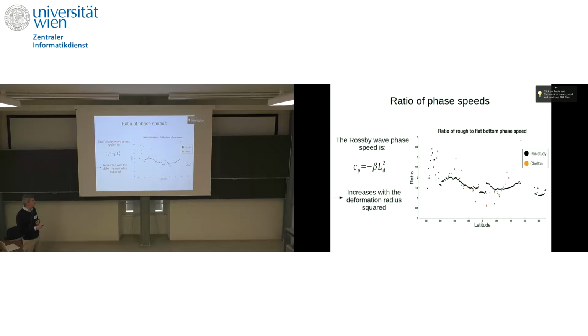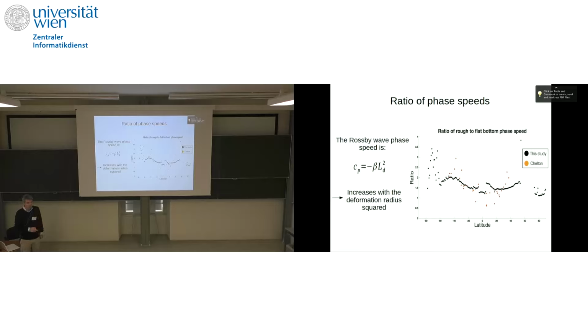And here, what I'm doing is recalculating the ratio of these speeds using the zero flow at the bottom boundary instead to calculate the deformation radius. So this is the error that you would predict. This is the ratio of the rough to the flat bottom phase speeds. And what you see is that they're about twice as fast here. It gets noisy down here, but it's about twice as fast. And then at lower latitudes, it's less.